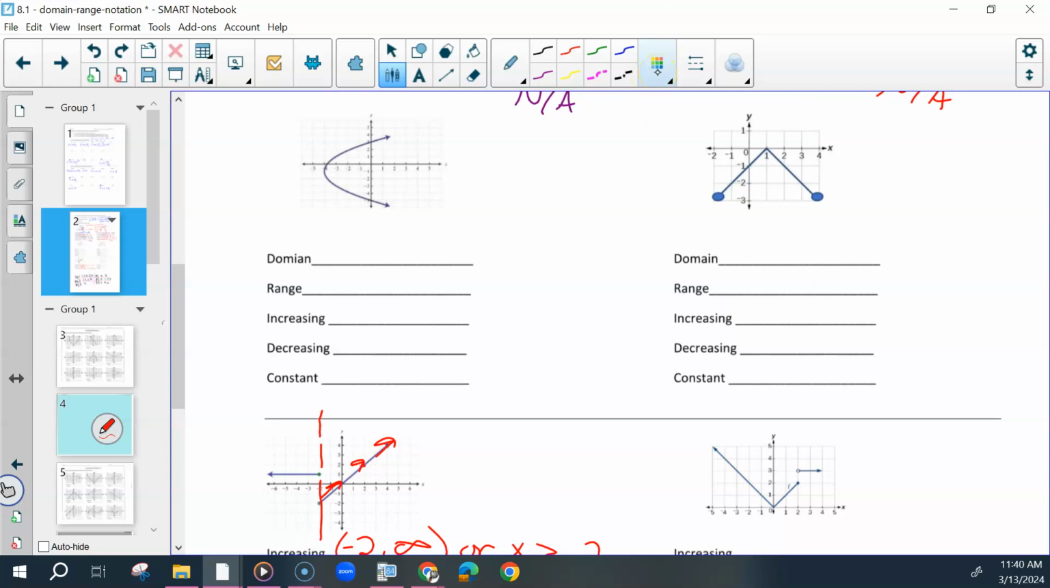Alright, if we're looking at the domain of this, left to right, I see this has a stopping point to the left, but it has arrows to the right. So if I'm reading this left to right, where does this start? Where does this stop? Yes, -4 to positive infinity. This would be a square bracket.